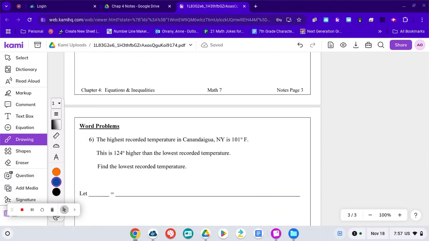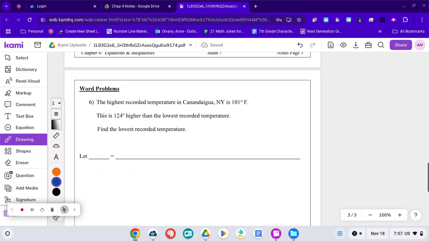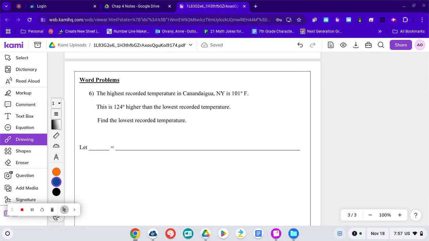All right, so you guys know that doing our calculations is really to lead us to real life. And so we call these word problems real life problems because this is stuff people actually figure out. On your notes, you have CUBS written over here. Especially if you're struggling, thinking about this process of CUBS can be really helpful. So let's read it through and circle all of our numbers. The highest recorded temperature in Canandaigua, New York is 101 degrees Fahrenheit.